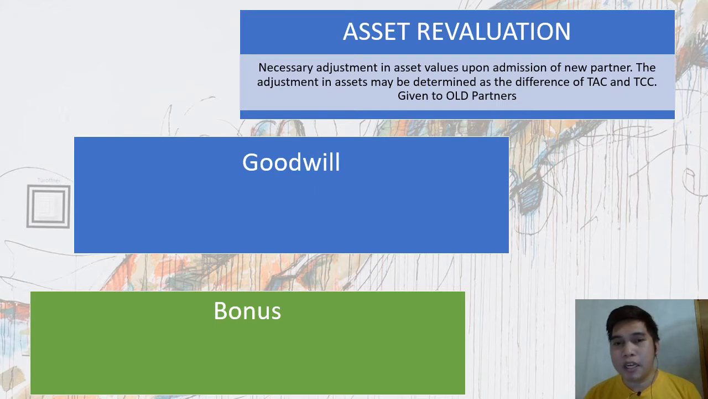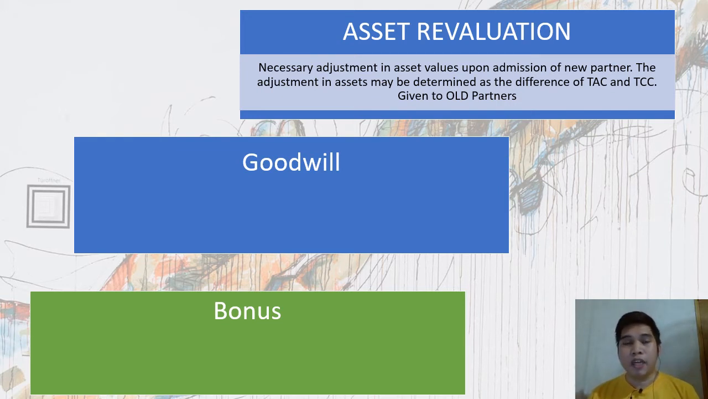Kasi pag sinabi po natin asset revaluation, you have to find a specific asset that needs to be revalued. If we say needs to be revalued, kailangan po tayo maghanap ng existing asset na outdated yung kanyang value. Ibig sabihin, magkaiba yung book value niya kaysa dun sa kanyang fair value. So since ang pinag-uusapan natin dito ay existing asset, ang nire-revalue lang po natin is yung asset ng old partnership, which is ang parties involved lang naman doon is yung mga old partners.